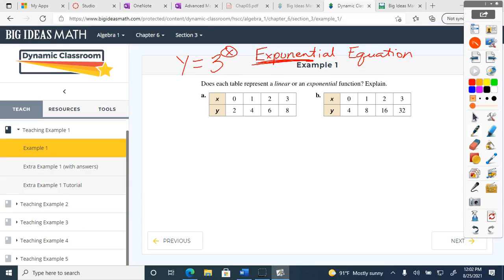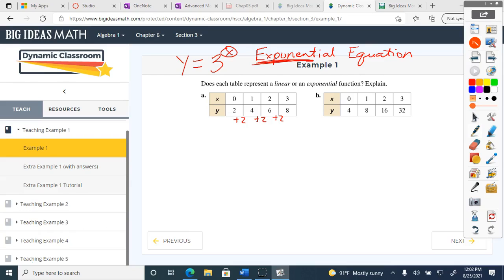All right? So notice the x's. They're just going up by 1, right? Okay? How are the y's changing? They're adding 2 every time, right? Plus 2, plus 2, plus 2. Everybody follow that? That is linear, when you're adding a number to get the next number every time.